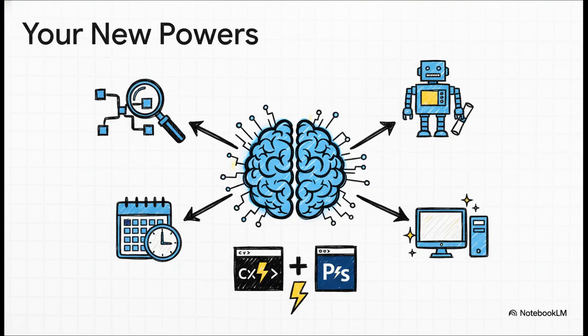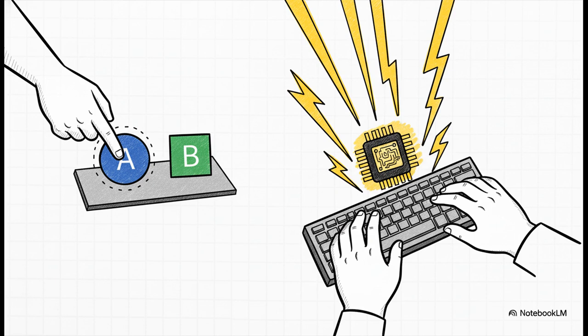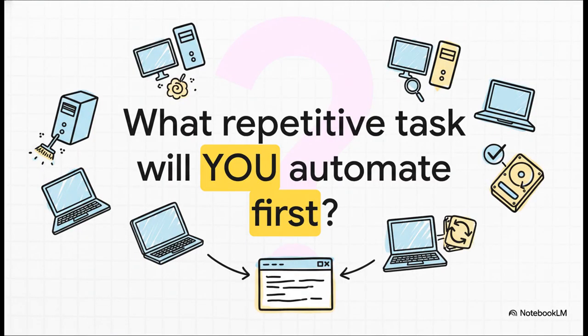So let's just recap your new powers. You can now hunt down network issues instead of just guessing. You can build little robot assistants to do your boring work for you. You can put those robots on autopilot. You're now equipped to keep your PC running clean, efficient, and smooth. And this, right here, is the key takeaway. You've moved beyond just clicking on icons. You now have the tools and the knowledge to be in direct command of your machine. You are in control. So I'll leave you with this one question. Think about your daily computer routine, all the cleanups, the checks, the backups. What is the very first repetitive task that you are going to automate?